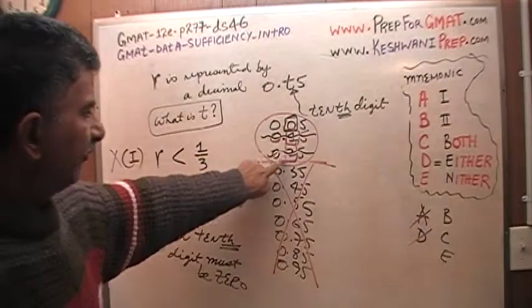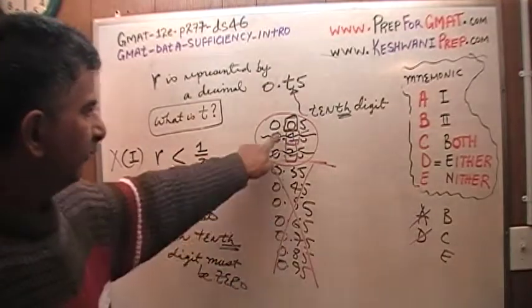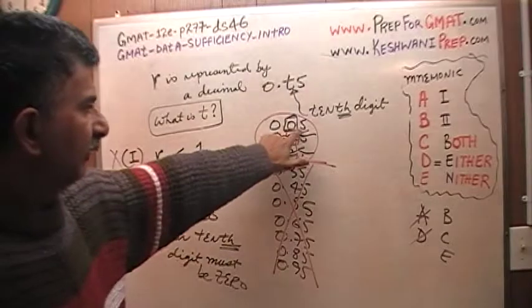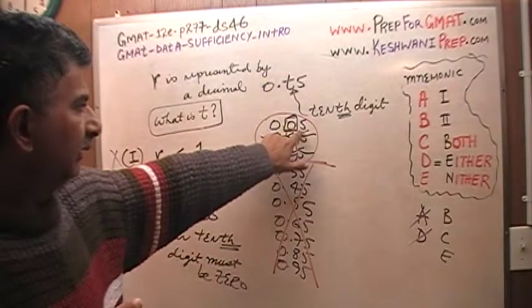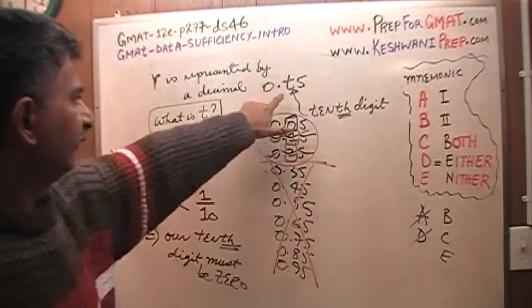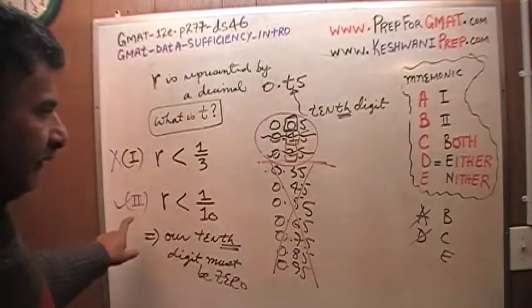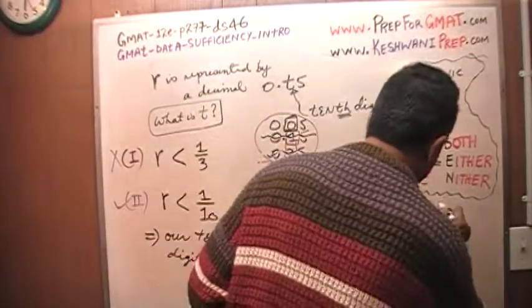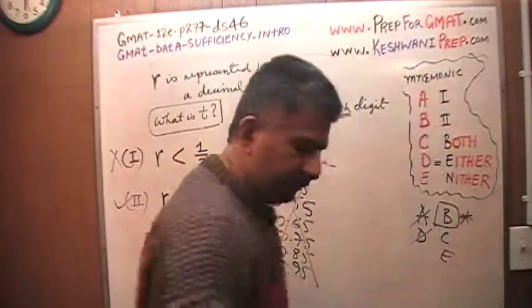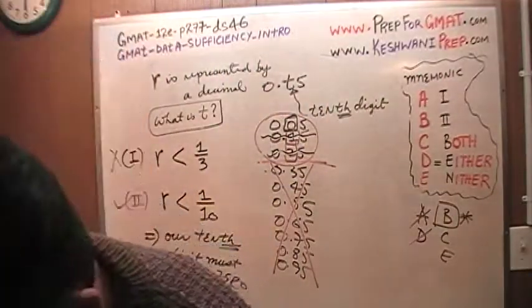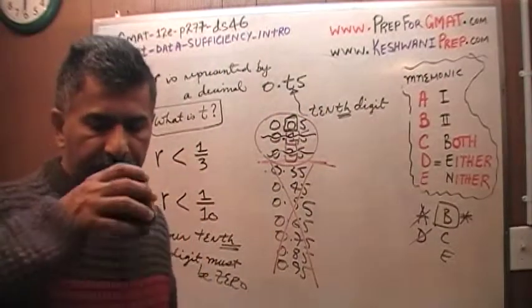That rules out 0.15, 0.25, it rules out everything except 0.05, because this 5 is fixed, so there is only one possibility for the 100th value, because we are told it is 5, that's all. So the second statement by itself is enough. The answer therefore is B. And that was all. That's all there is.